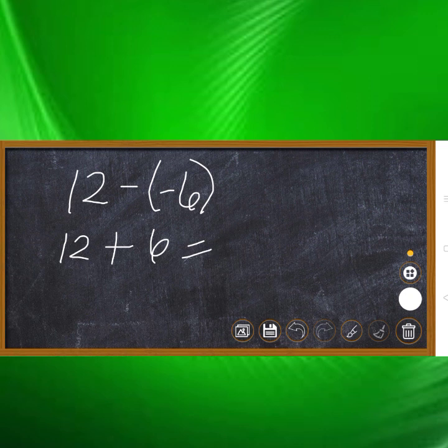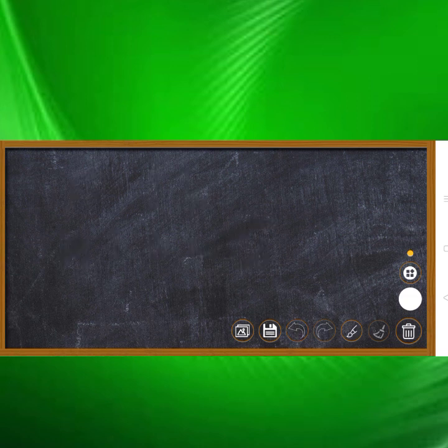Equals. As you see, they are the same sign. Once they are the same sign, just take the common sign, which is positive, then add the absolute values. 12 plus 6 equals 18. So that is the answer. Let's have another example.